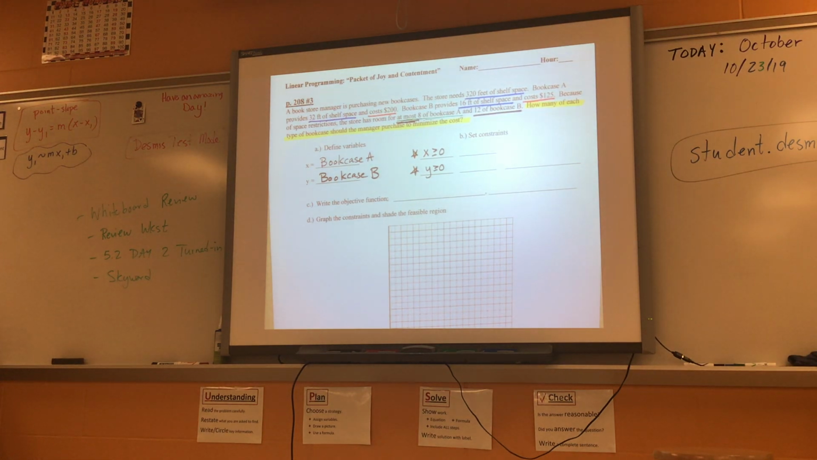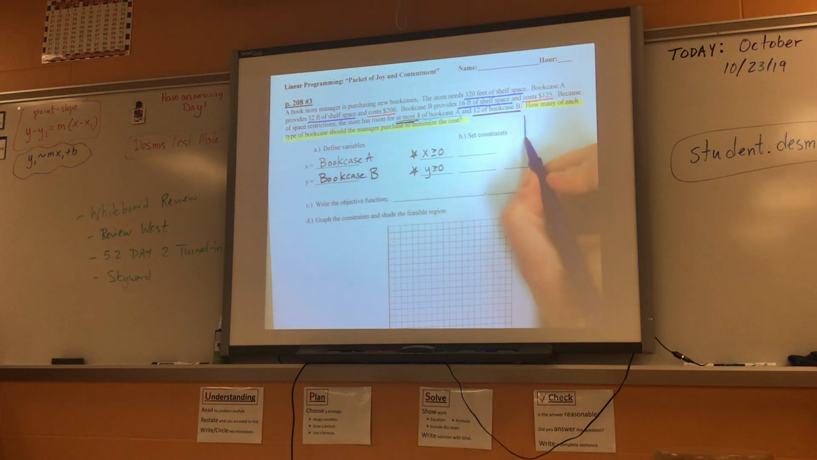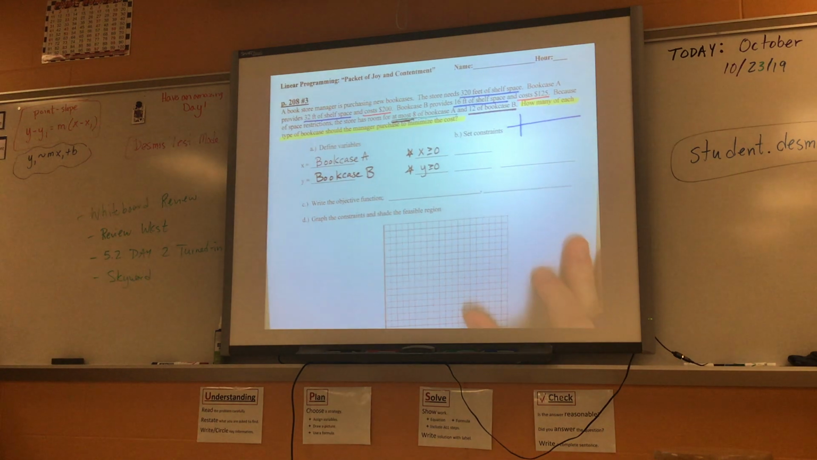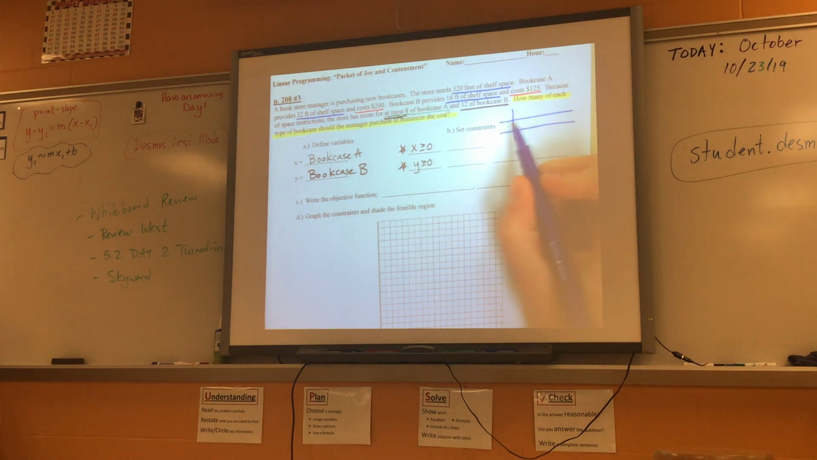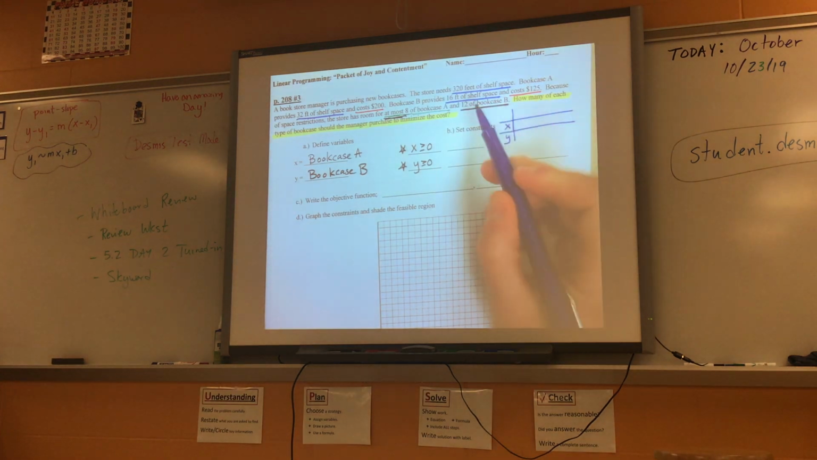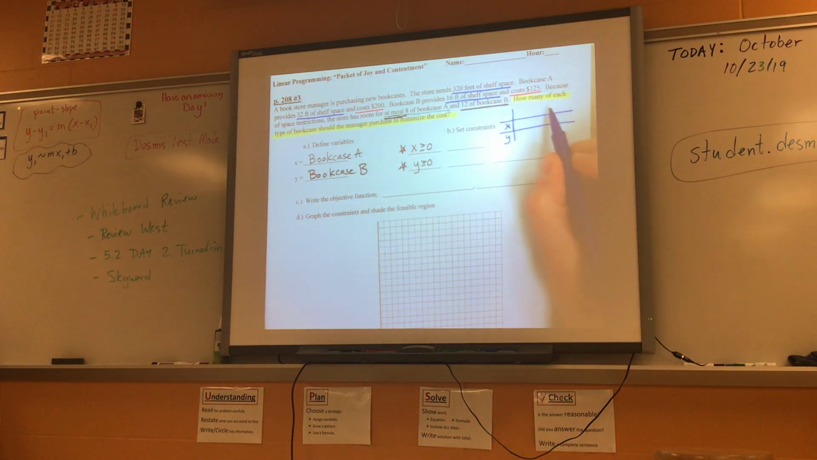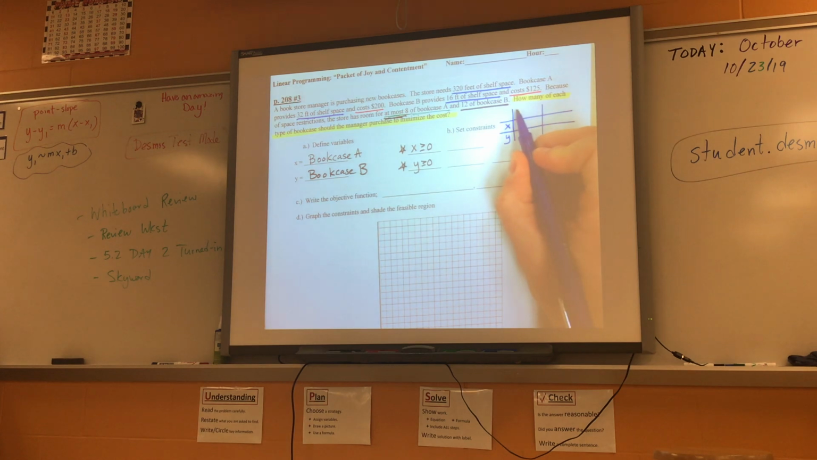Now, we're going to make a little chart for ourselves to organize the rest of this information. I'm going to make that chart up here, and I'd like you to make this chart with me. And I highly, highly recommend that you do this when you're doing these problems. So we have X and we have Y. And we have things in this problem that they told us about. They told us about shelf space. So I'd like you to label one of the spots in this little chart as shelf space.